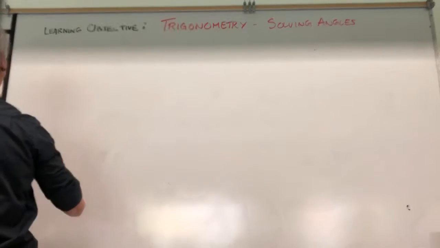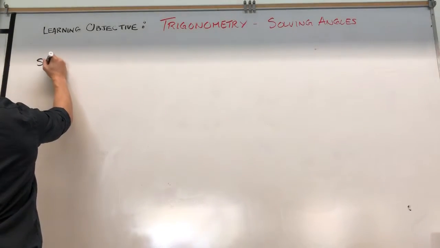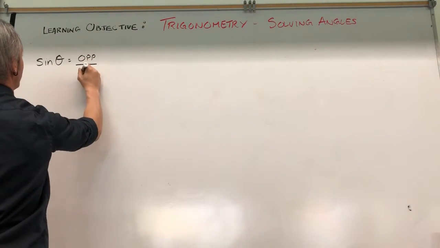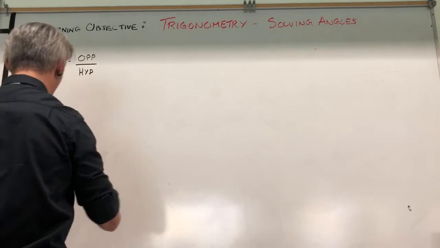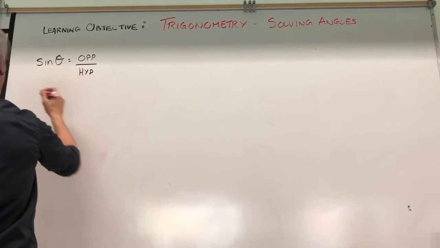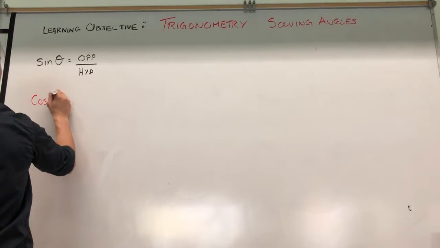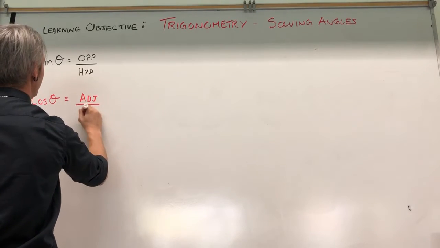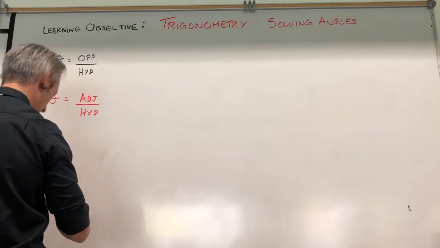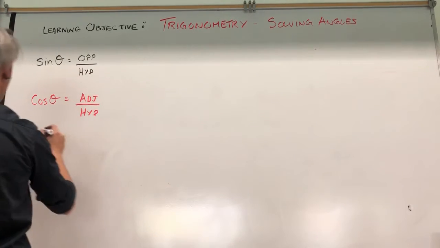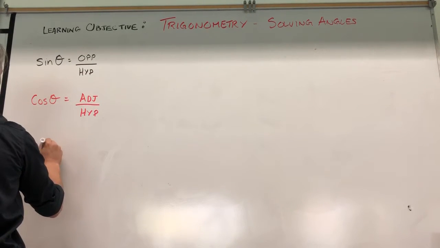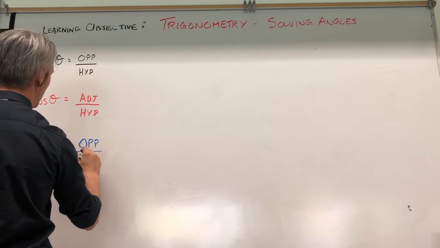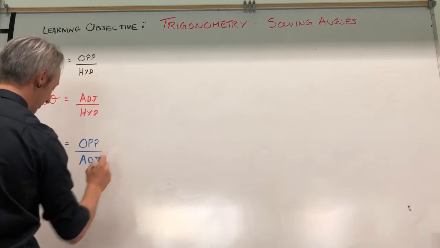So just to return to what we know, our 3 ratios. It's always going to come back to our 3 ratios. Our sine of an angle is the opposite over the hypotenuse. Our cosine of an angle is the adjacent over the hypotenuse. And our tangent of an angle is our opposite over our adjacent. So there's no hypotenuse in that one.